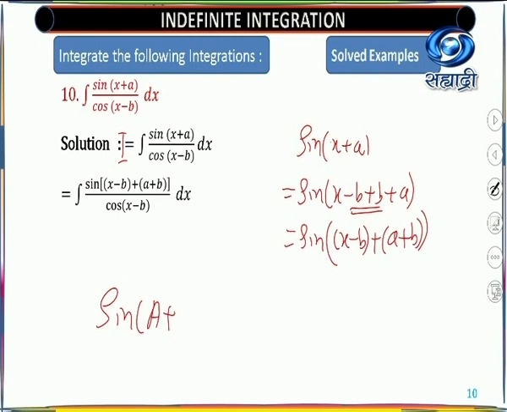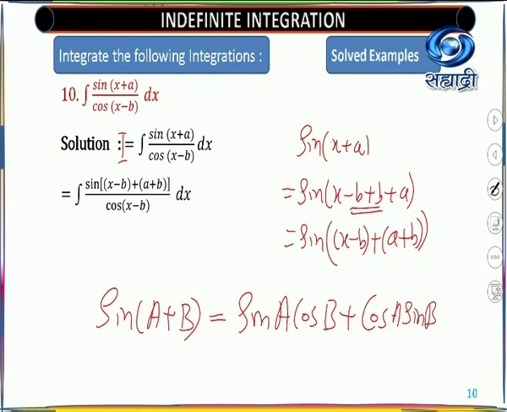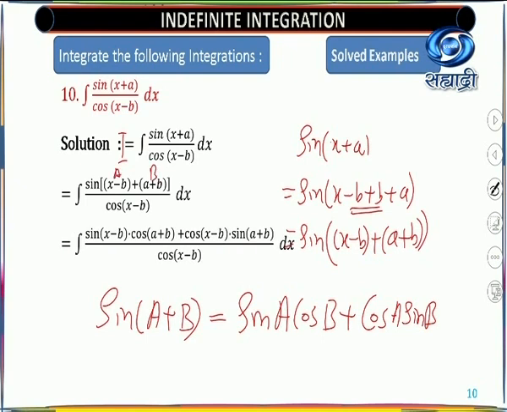What is the sin a plus b expansion? Sin a plus b expansion says that sin a cos b plus cos a sin b, that we are using from our trigonometry. So you will get immediately after that, that is nothing but, look at here, this is your a and this one is your b. So sin A cos B: sin of x minus B cos of A plus B plus cos A, that is cos of x minus B sin of A plus B, upon cos x minus B into dx.